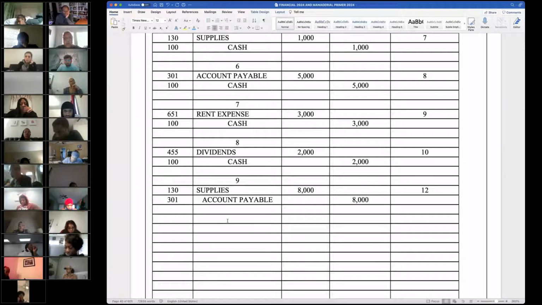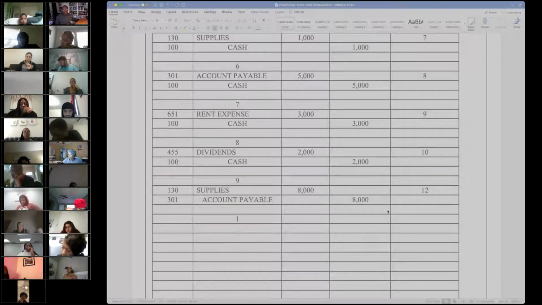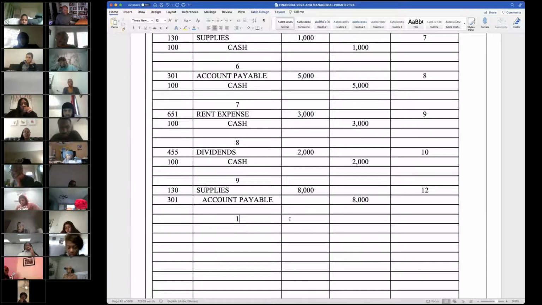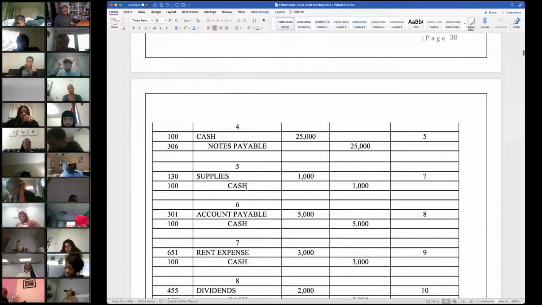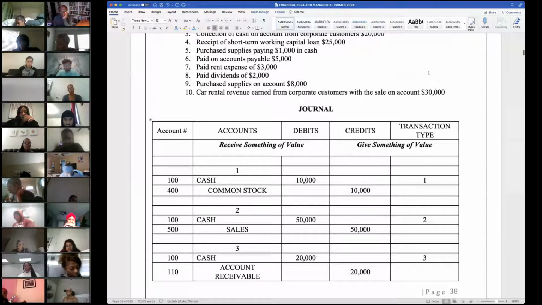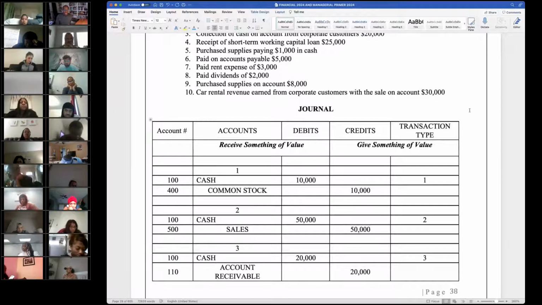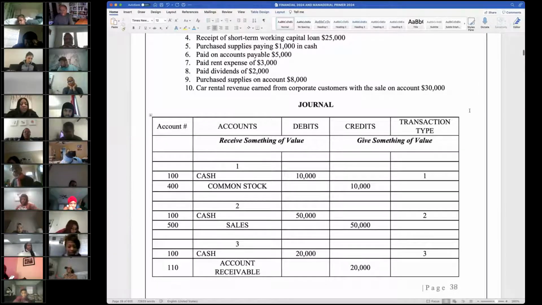What is our final transaction? It's number 10, right? Car rental revenue earned from corporate customers. When the person who cuts my lawn shows up, I have a contract with the owner of the company, and his workers come and cut each week, maybe $200 a week. At the end of the month, he sends me a bill for $1,000. He doesn't necessarily want me to pay the workers right then, but he let the workers work, and he creates a receivable. So in this case, we're renting cars for corporate customers.